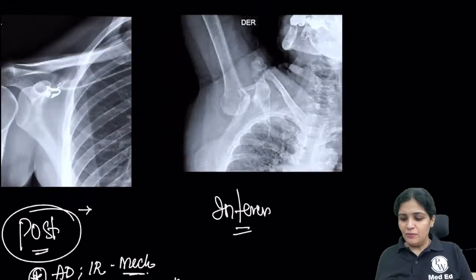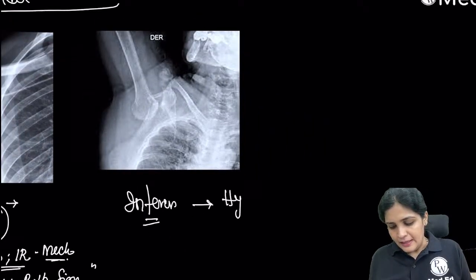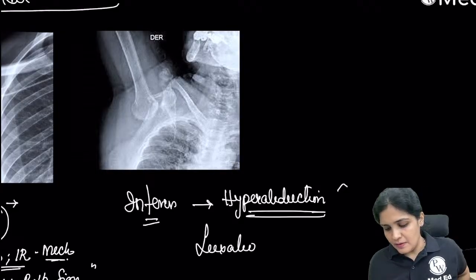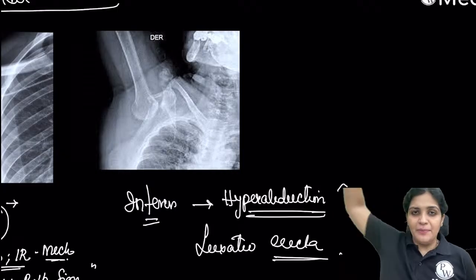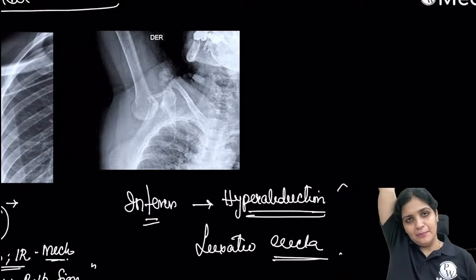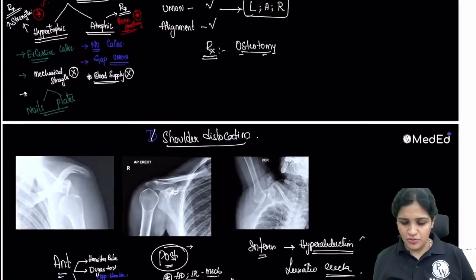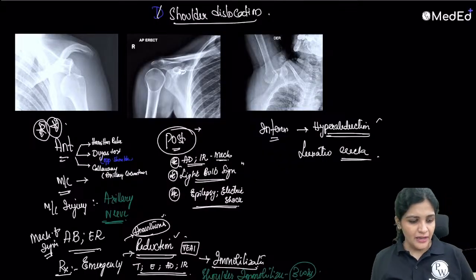Okay. And finally, what is this? Inferior dislocation. What is the position? Hyperabducted. Yes, it is rare. Luxatio erecta. So the patient will come like this, with the hand completely hyperabducted. So this is the inferior dislocation. Very, very rare, we usually don't see it. Most common is anterior shoulder dislocation. Okay, clear?